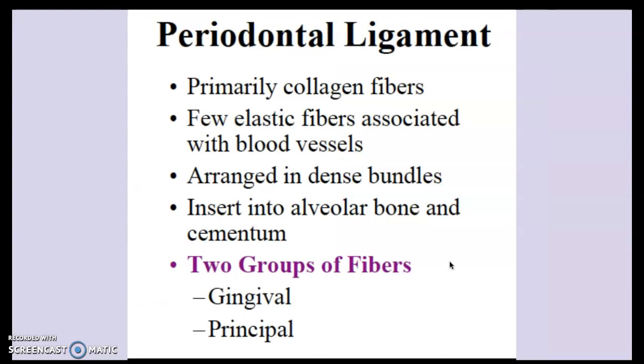The PDL is primarily collagen fibers, like we said. It has few elastic fibers, but it does have blood vessels, arranged in dense bundles, like it showed in the pictures. They insert into the alveolar bone and the cementum. There are two groups of fibers for the PDL: gingival and principal.